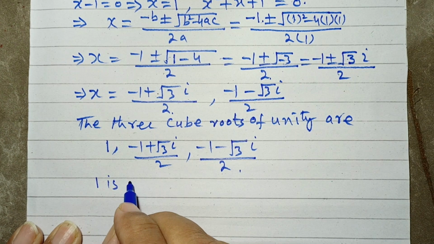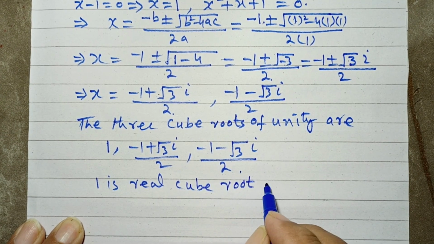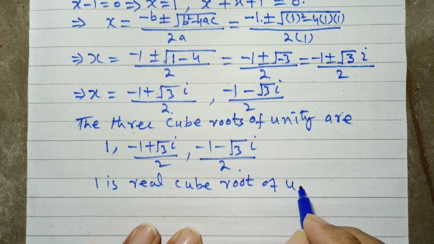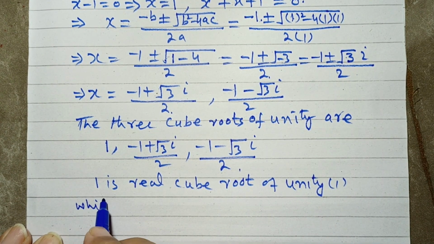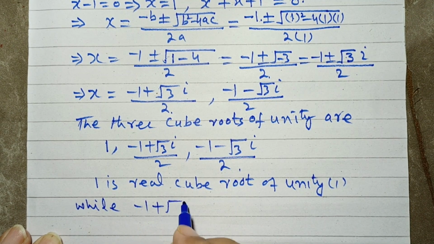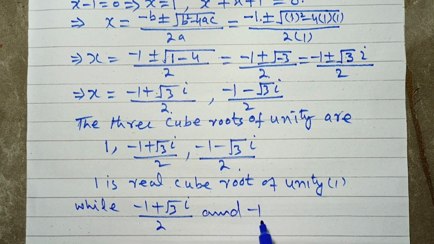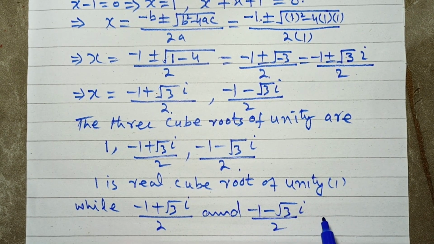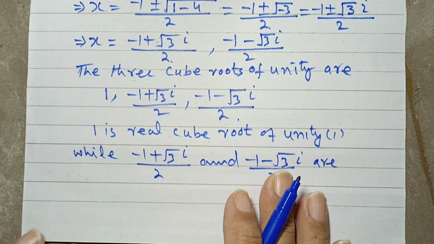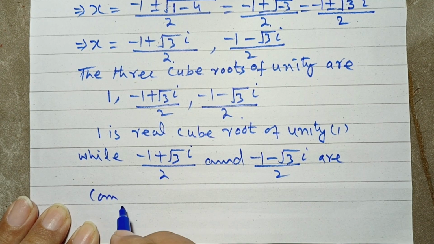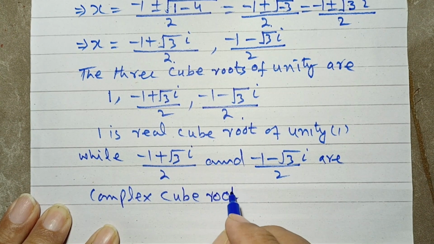One is a real cube root of unity, while minus 1 plus square root of 3 iota over 2 and minus 1 minus square root of 3 iota over 2 are complex cube roots of unity.